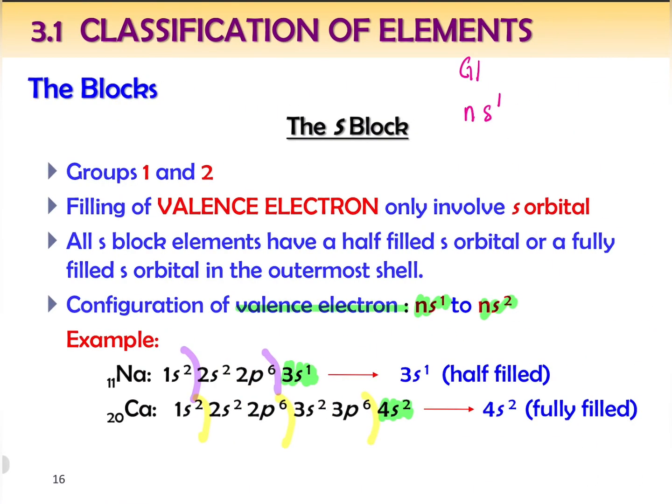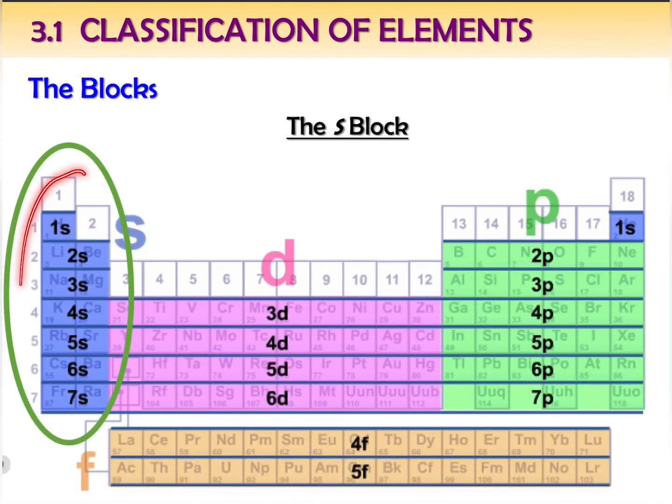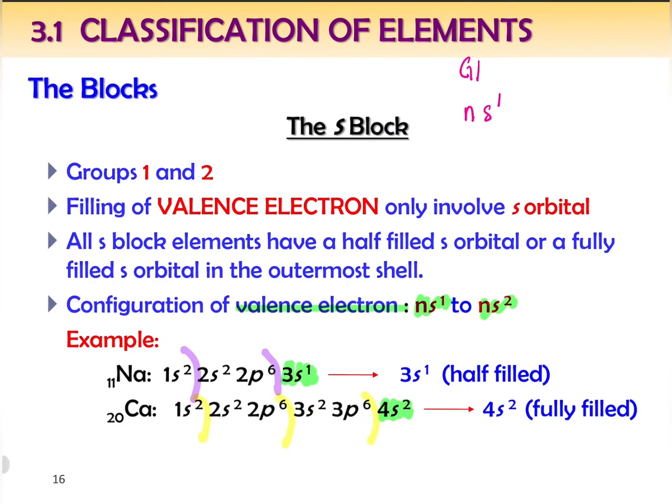Okay, so S block ni melibatkan, you can see here, group 1 dan juga group 2. Okay, so when you want to fill in the valence electron, maksudnya dia melibatkan s orbital. So maksudnya kalau group 1, dia akan jadi ns1. So kalau group 2, dia akan jadi ns2. Okay, so all s block elements will have a half fill s orbital or a fully filled s orbital lah. Kalau ns1, maksudnya dia half fill, ns2 fully fill lah.